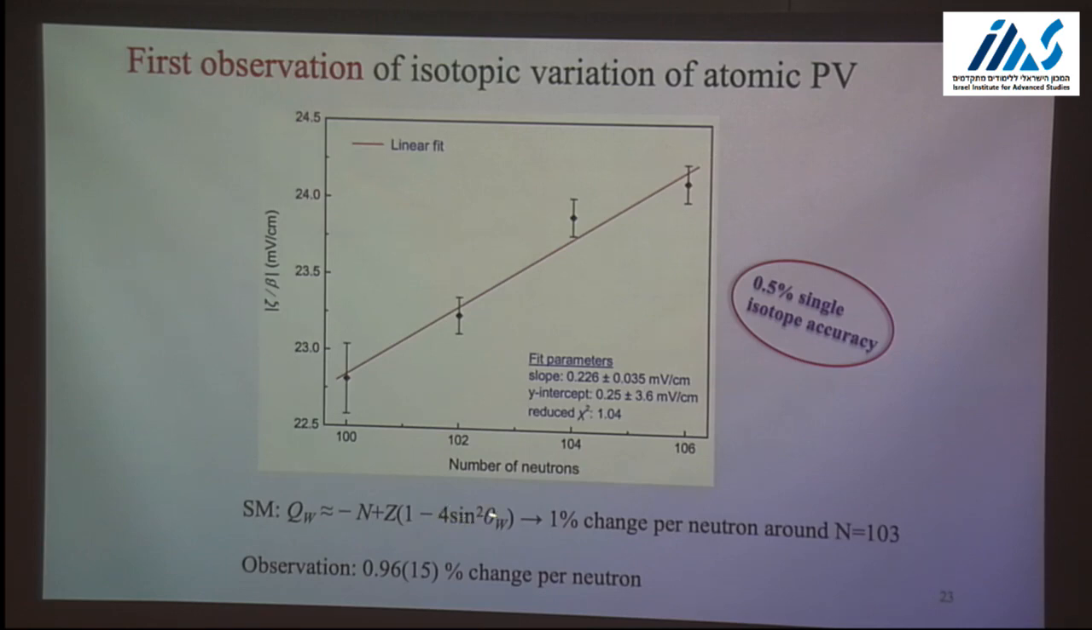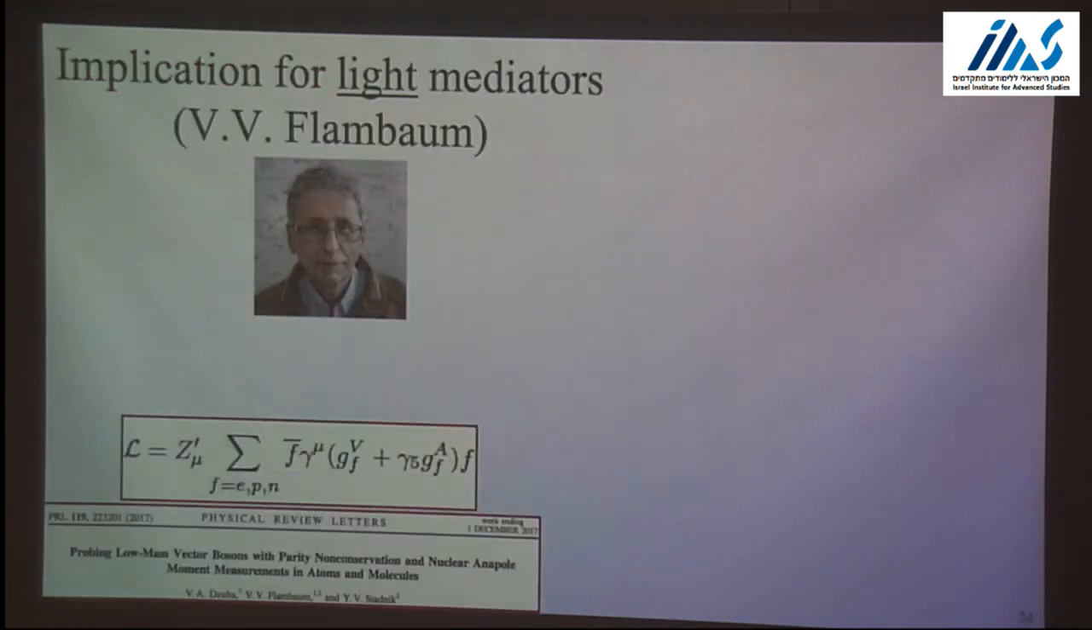Now, it so happens that sine square theta Weinberg is very close to 1/4 numerically. So basically, this turns this term off effectively, and the standard model predicts that the weak charge should be proportional to the number of the neutrons. And in fact, here is the number of the neutrons. So the isotopes we tested had this number changing from 100 to 106. And you can see this is a very nice confirmation of the prediction of the standard model.